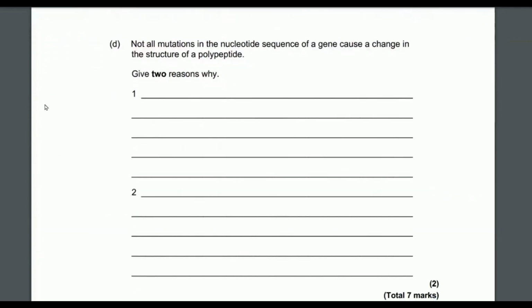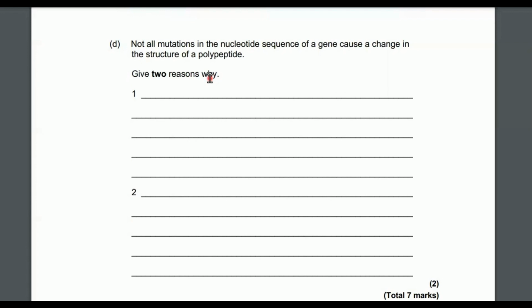So part D: not all mutations in the nucleotide sequence of a gene cause a change in the structure of a polypeptide. Give two reasons why. So, a mutation is a random change in one of the bases. G could become C, C could become T, but then you get deletions where, say, T will disappear or G will disappear, and then you get insertions where extra bases are put in. But what kind of mutation will mean that nothing changes?